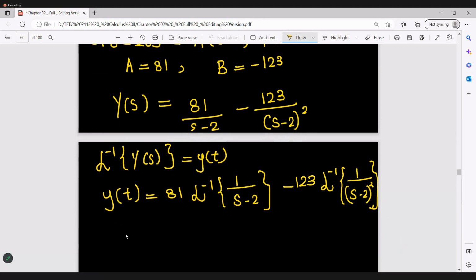Now tell me, 81 times the inverse Laplace transform of 1 over s minus 2. So if it is 1 over s minus a, then e to the power at. So here it is 1 over s minus 2. So what should be the answer? It is e to the power 2t. Then how about the next one? Tell me the answer for the next one.